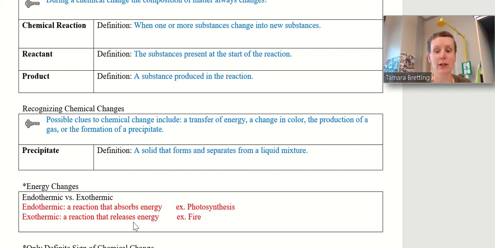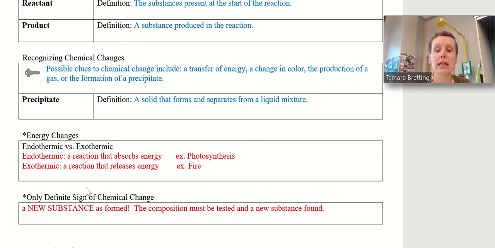Exothermic releases energy. Again, thermic could be heat, so fire does release heat, but exothermic means releases energy. Energy could also be light. So fire releases light as well, but so do, like, if you ever have those little glowing stars on your ceiling, those are releasing light. That is a sign of possible chemical change, okay? So releasing energy of any type.